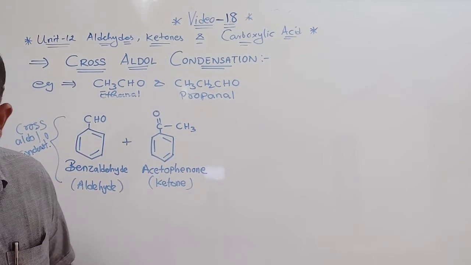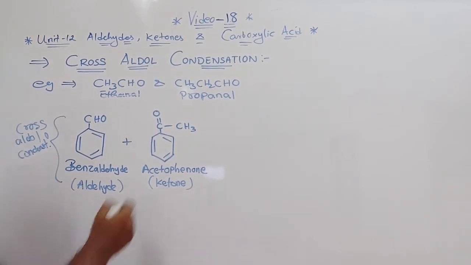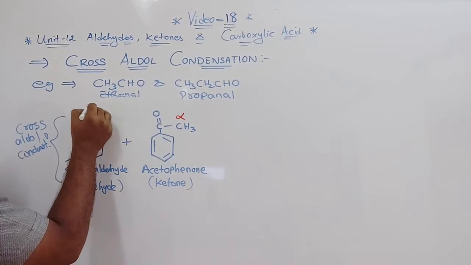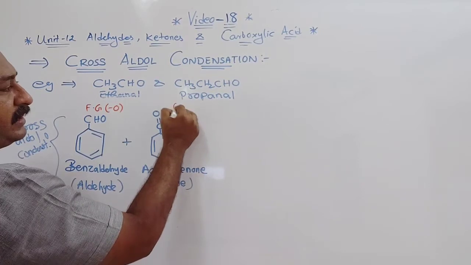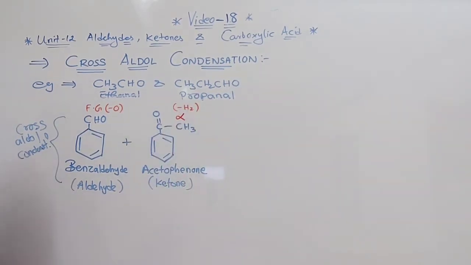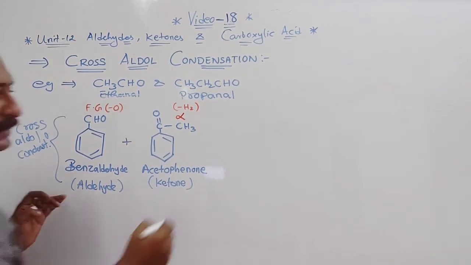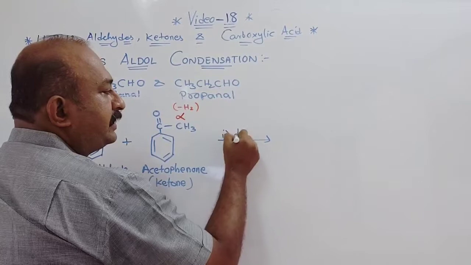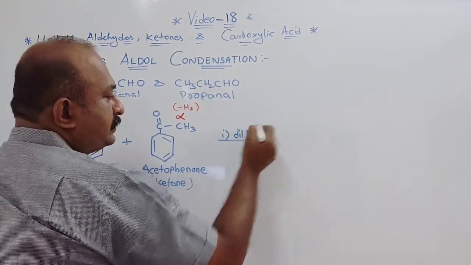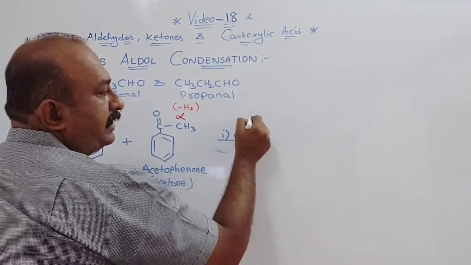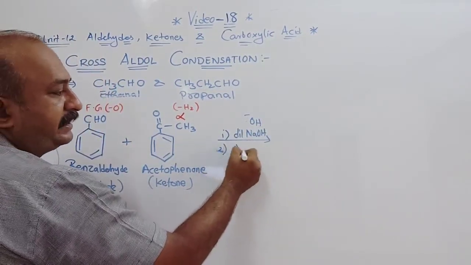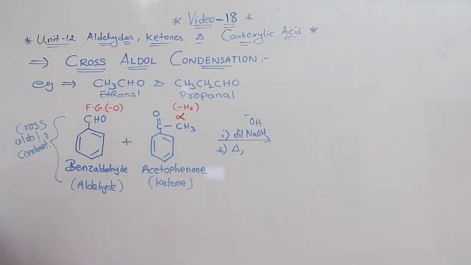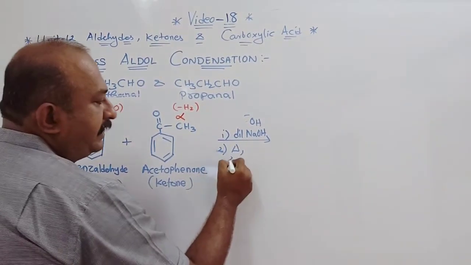Now in this case, remember what I said already. This one you take as the alpha carbon, this you take as the functional group. From the functional group we will remove oxygen, and from the alpha carbon we will remove 2 hydrogen. Understood? Then treat it with dilute NaOH, and in your book they have given OH minus, that is the same thing. And second, heating it, in your textbook the temperature given is 293 Kelvin.